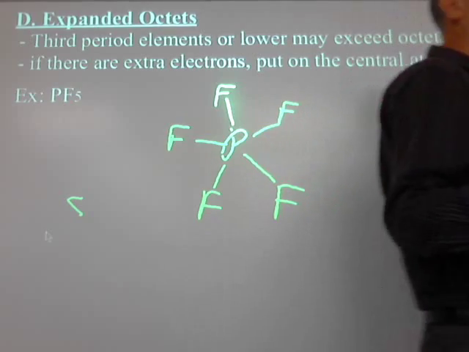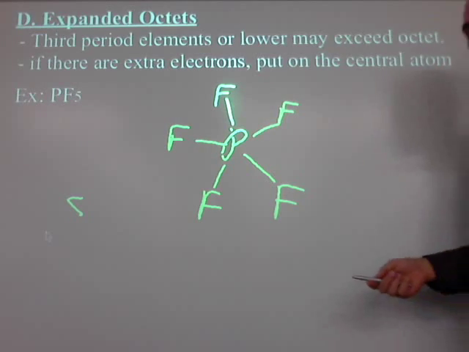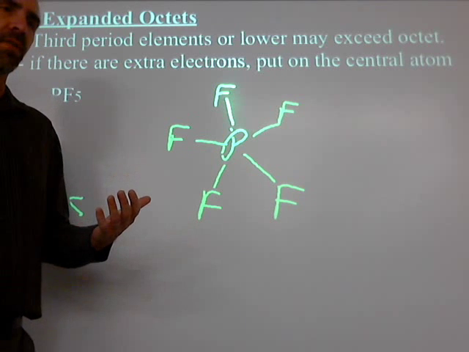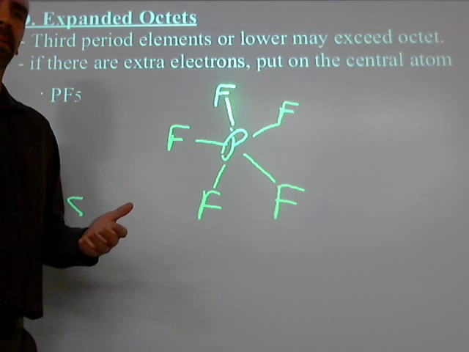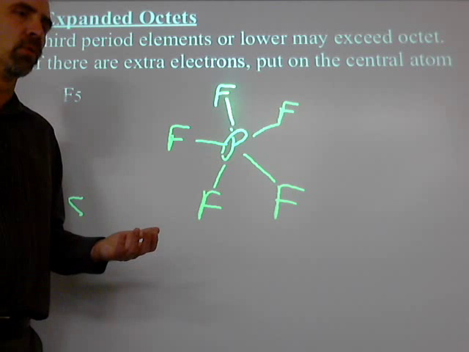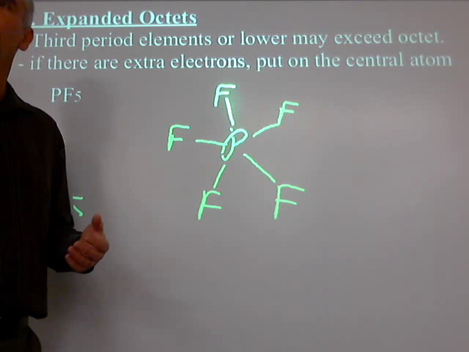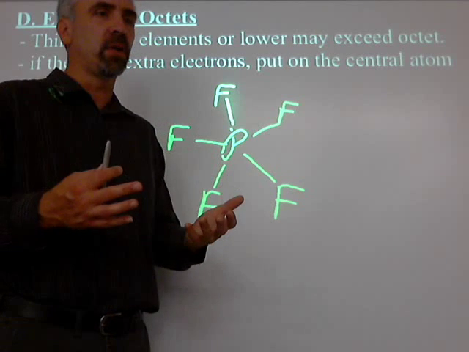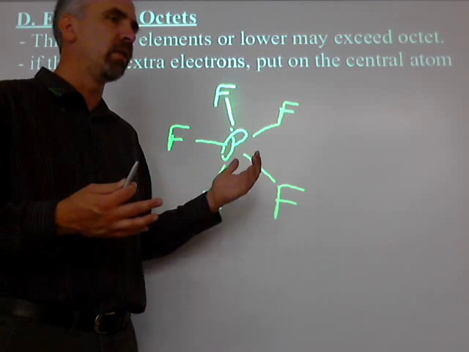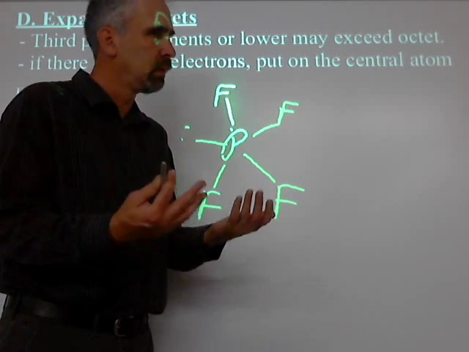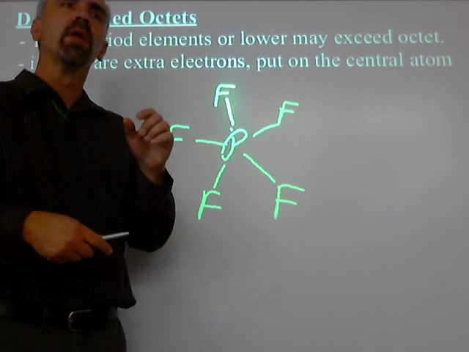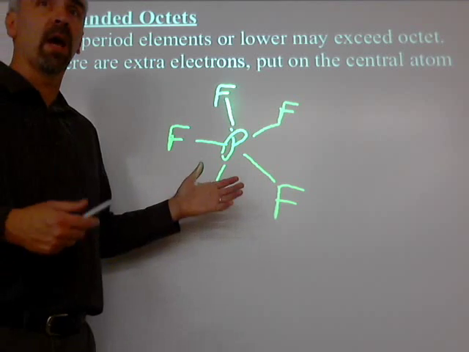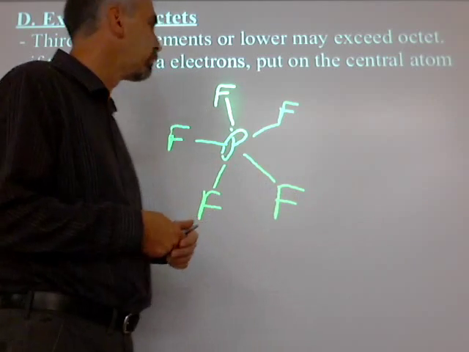By the way, I was looking up the explanation for this, and it's pretty funny. You can look it up for yourself. Basically, their explanation for expanded octets is this: we know what happens, so we know there are exceptions to the rules, but nobody really knows why. It doesn't mean you can avoid the octet rule all the time, but you can avoid it in these cases because they exist. That's their logic. They have no real reason for it. It's the best I can come up with.